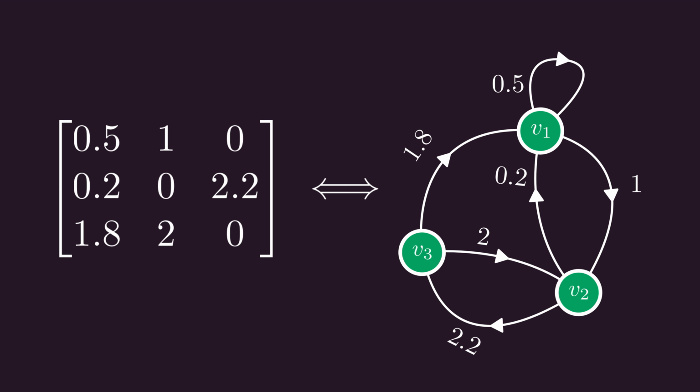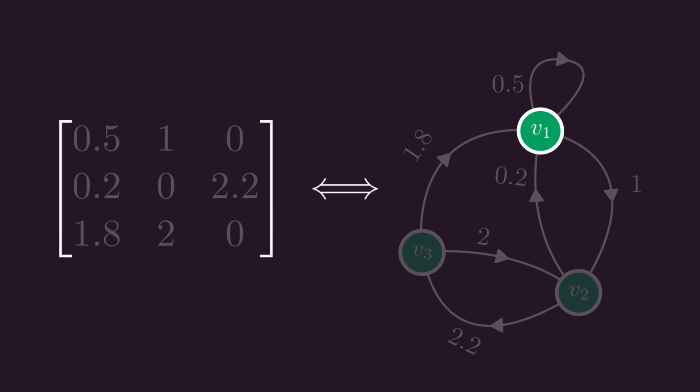We can figure out the rule by looking at this example. The elements in the first row correspond to edges outgoing from the first node v1. First, a loop edge to itself with weight 0.5, then an edge to v2 with weight 1, and no edge to v3. Edges of zero weights are omitted.